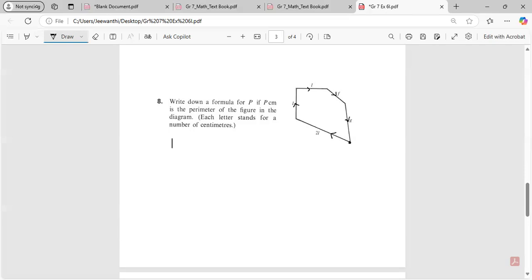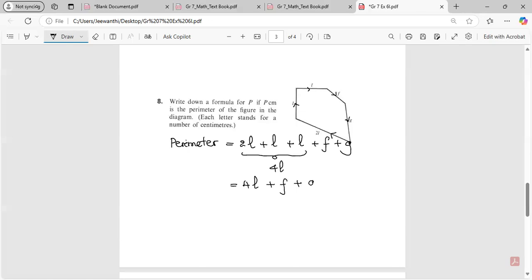So then how do you write the perimeter? I write, the perimeter is equal to 2L. Then I have L, then I have again L, then I have F, and then I have G. So then 2L, L and L, it is 4L. Then here I write 4L plus F plus G. Okay, 4L plus F plus G. So you add 2L and L and L, then F and G, you add everything together.